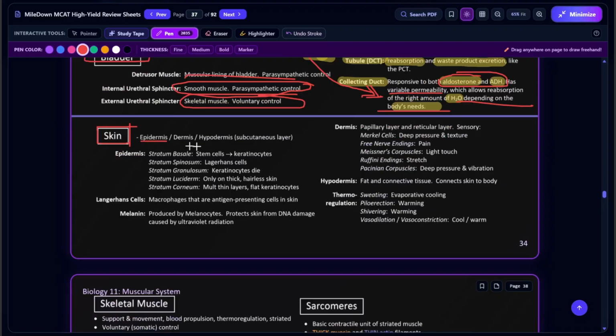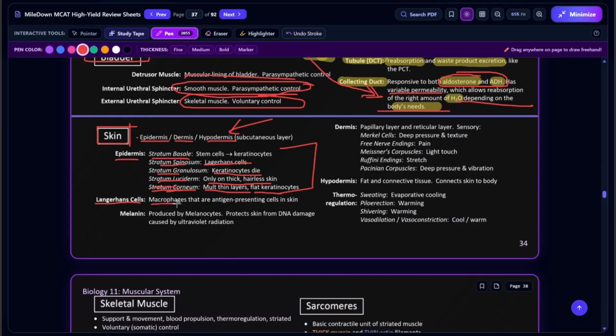Skin. Your skin has an epidermis, dermis, and hypodermis. So these are different layers of the skin. For your epidermis, you'll also have layers within the epidermis to memorize too. Stratum basale has stem cells to keratinocytes. Stratum spinosum has Langerhans cells. Keratinocytes die in the stratum granulosum. Stratum lucidum is only on thick hairless skin. Stratum corneum has molted layers, flat keratinocytes. So it's mostly a lot of memory here.